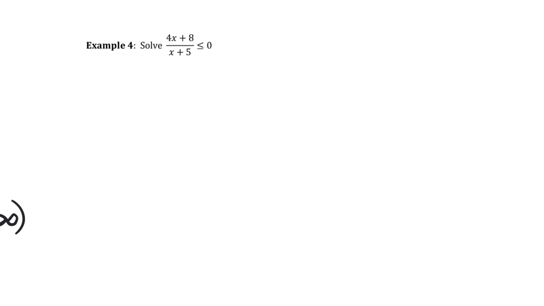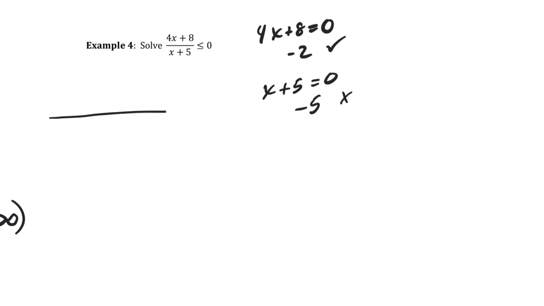All right, we're going to take the numerator, 4x plus 8 equals 0. Little math magic, we get -2. And that's a good number because we have or equal to. Take the denominator, set it to 0, gets -5. That is a bad number because we cannot have a 0 in the denominator. So let's go ahead and put a 0 here in the middle.